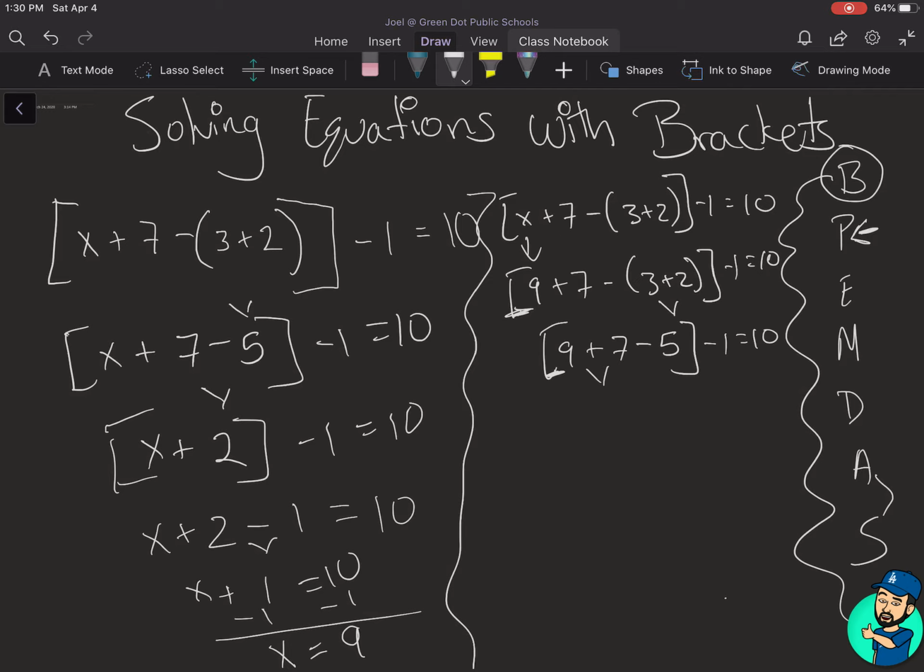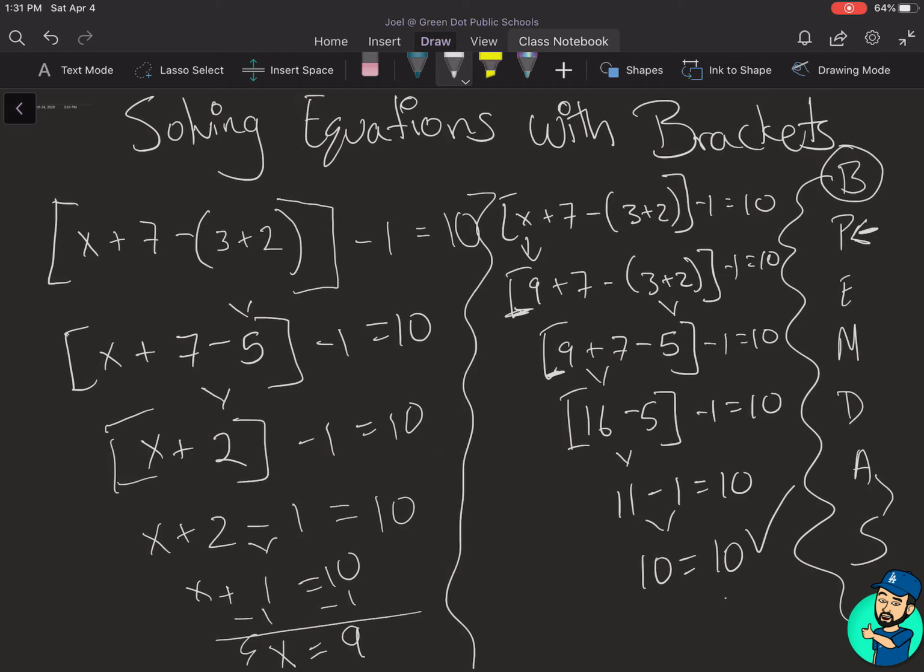So it'll be 9 plus 7, which is 16. Still have brackets. 16 minus 5 is 11. I don't need the brackets anymore. I'm done with it. 11 minus 1 is 10. Does 10 equal 10? Yes, they do. So now we know that our answer equals 9.